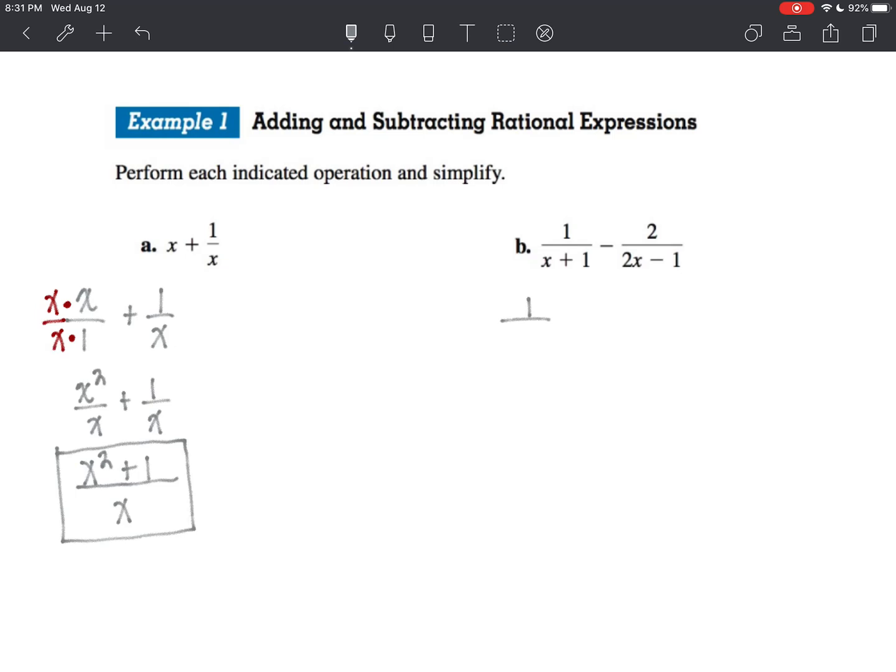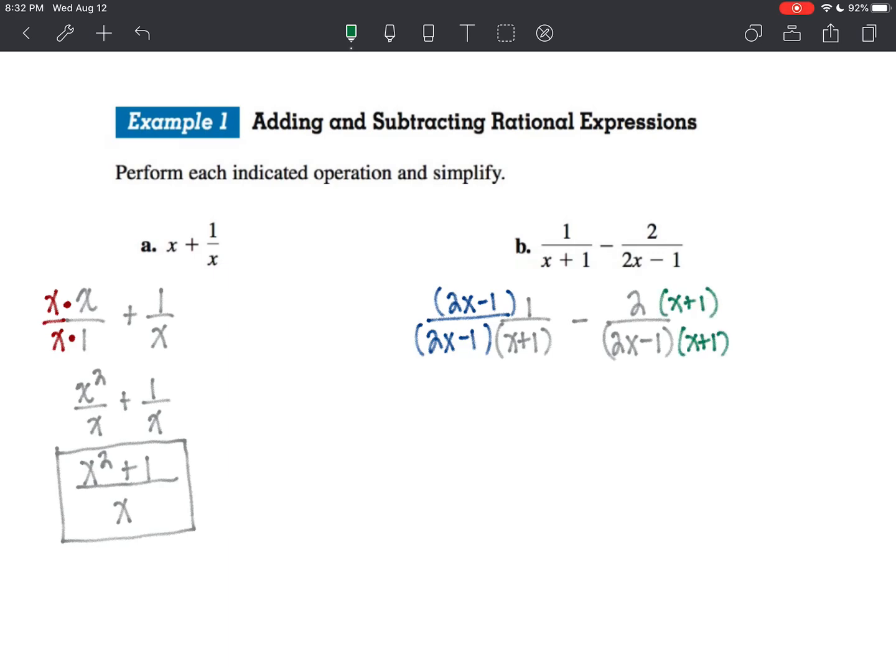So I've got 1 over x plus 1. When I have a binomial or a trinomial, I like to put it in parentheses, minus 2 over 2x minus 1. x plus 1 doesn't have any common factors. It's in its reduced form. 2x minus 1 is in its reduced form. So I'm ready to say, well, what does the first fraction need to get a common denominator? The first fraction needs a 2x minus 1. So I multiply the numerator and the denominator by the same value, so that I'm multiplying by a factor of 1. The second fraction needs an x plus 1.